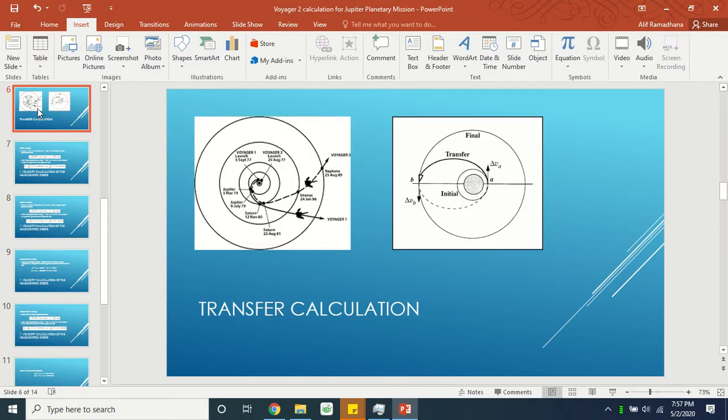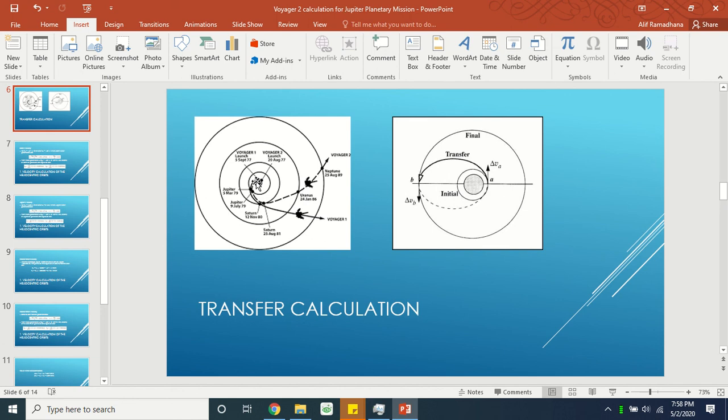Let's go back to the picture before. This is the position, I mean the transfer path, for Voyager 2. We know that the satellite launched from Earth and then traveled to Jupiter, Saturn, Uranus, and Neptune.